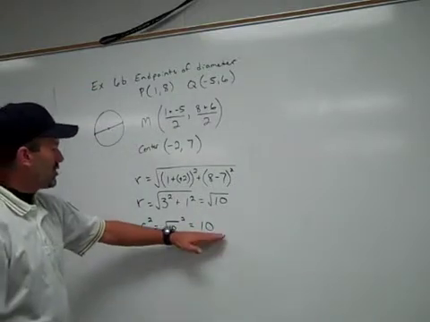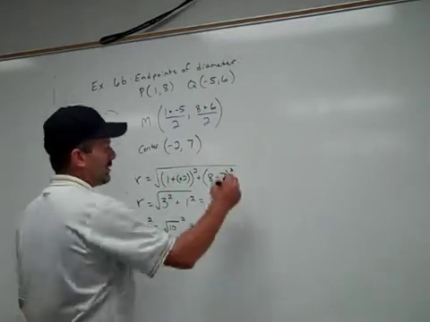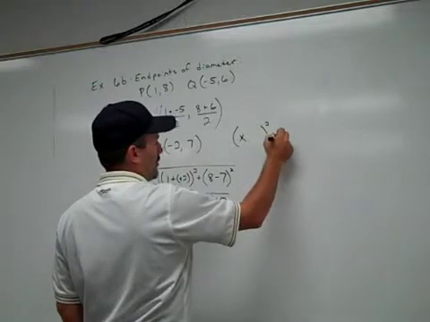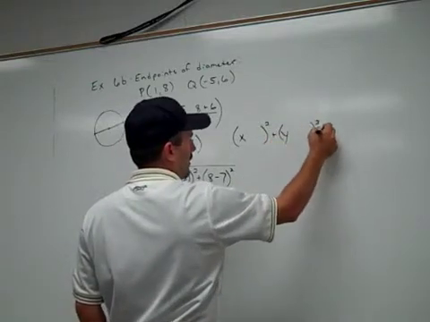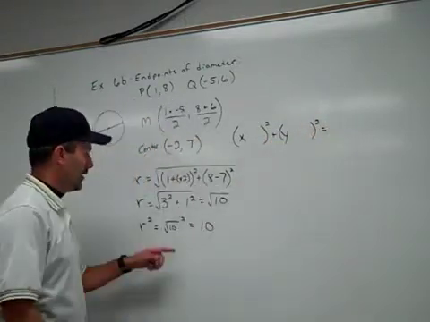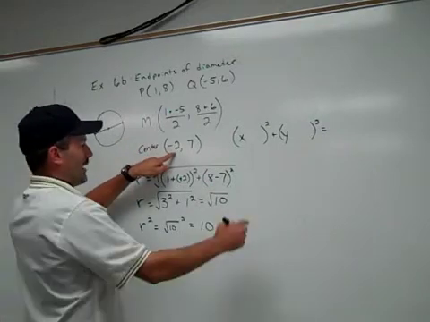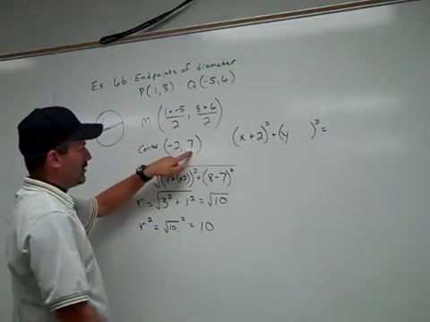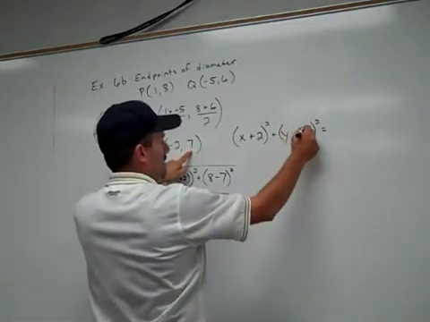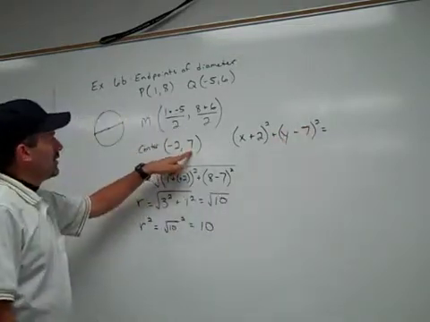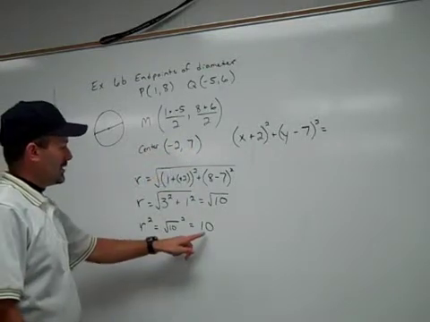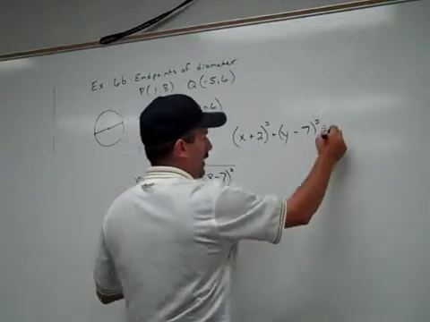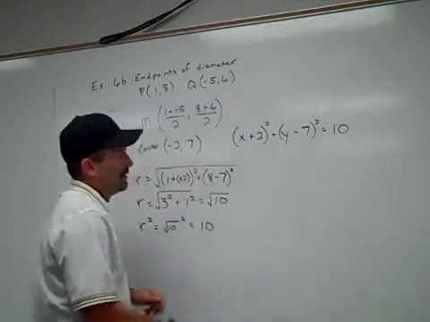So since we know r squared and we know the center, now we can write out our equation. Remember, it's the x stuff plus the y stuff equals the radius squared. We know the x value has to be the opposite of this, so it's plus 2. The y value has to be the opposite of this, so it's minus 7, or negative 7. And then lastly, our radius, we've already squared it. This is the radius squared, and that's going to be 10.